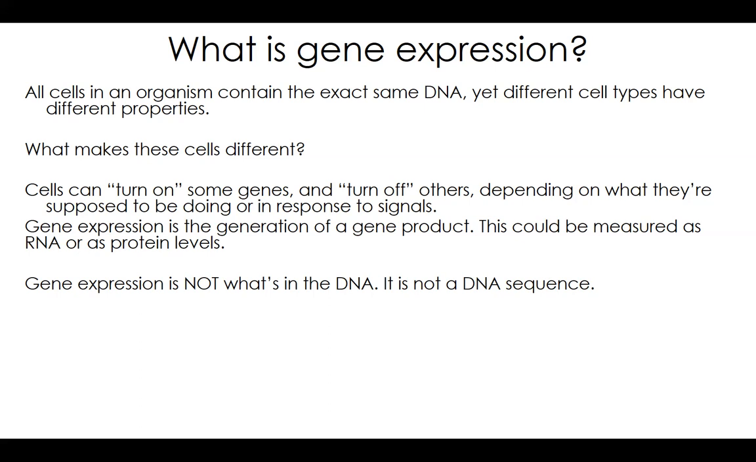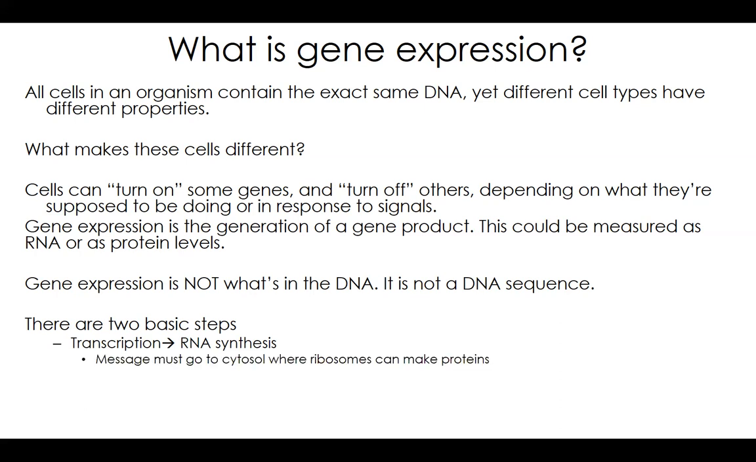DNA can contain genes, but when we talk about expressing them, we're referring to whether we're going to be undergoing transcription, translation, not what's actually in the DNA sequence. So again, there are two basic steps to this. Transcription, which is where we create an RNA copy, we synthesize mRNA. In general, we'll be talking about messenger RNA as a copy of the DNA. So here in eukaryotic cells, we'll be talking about this happening in the nucleus and then moving out to the cytosol where ribosomes can make proteins.